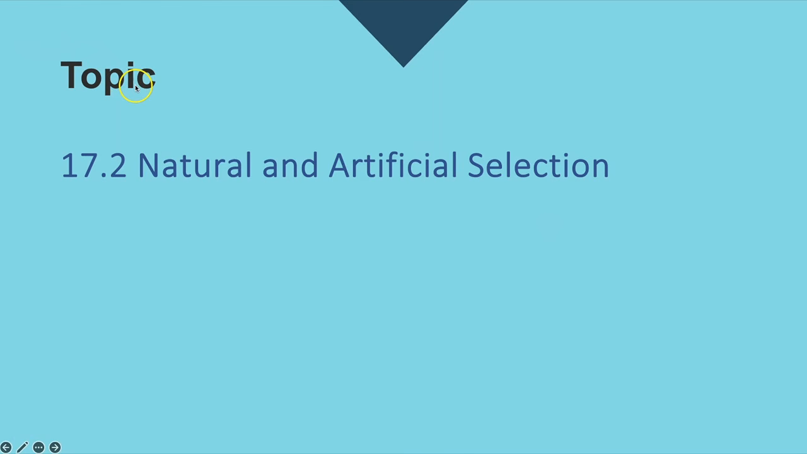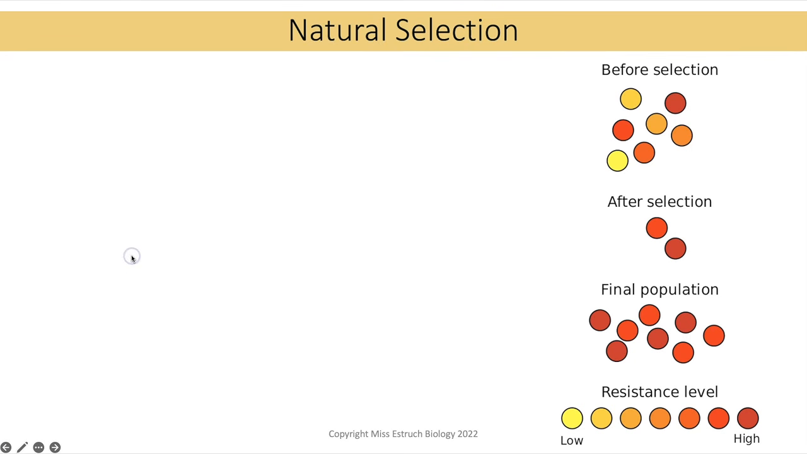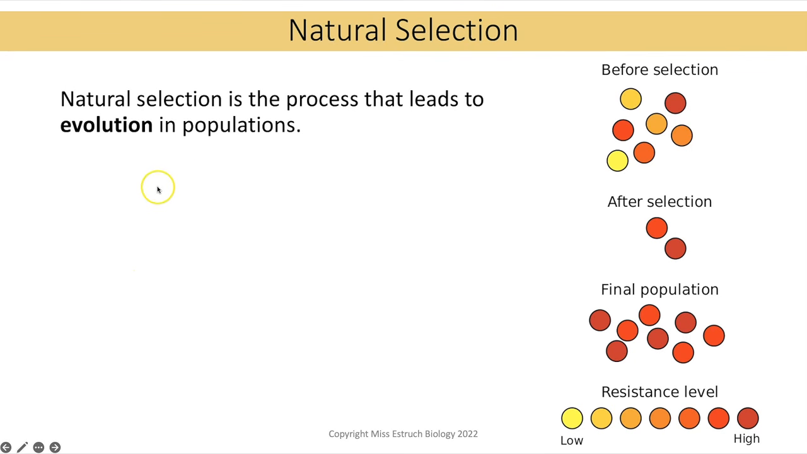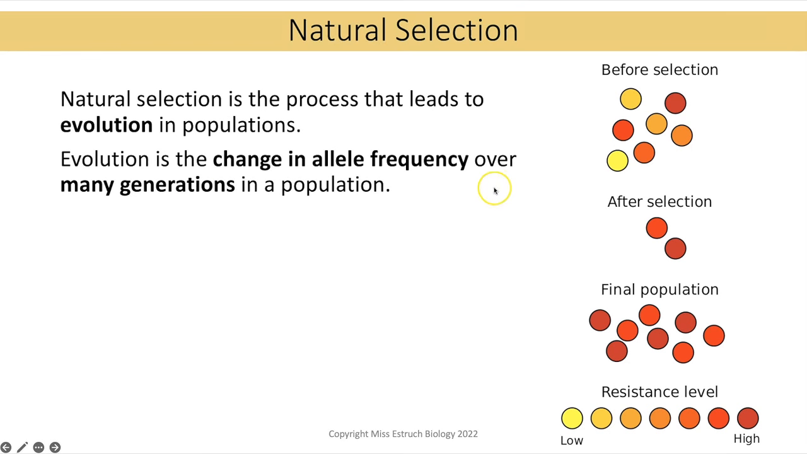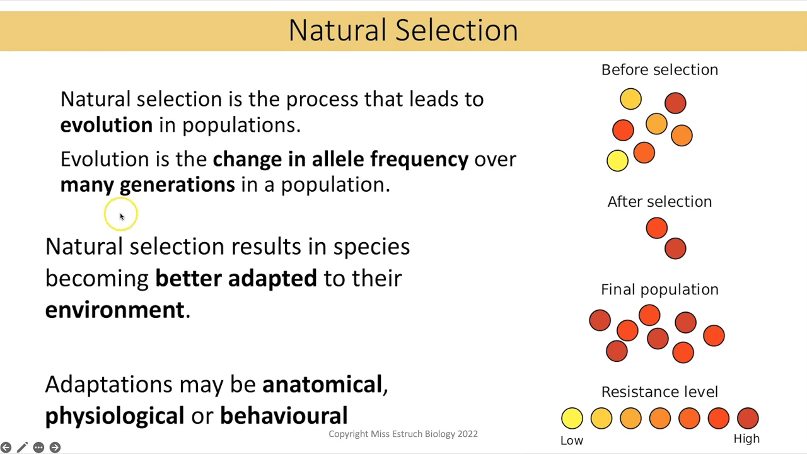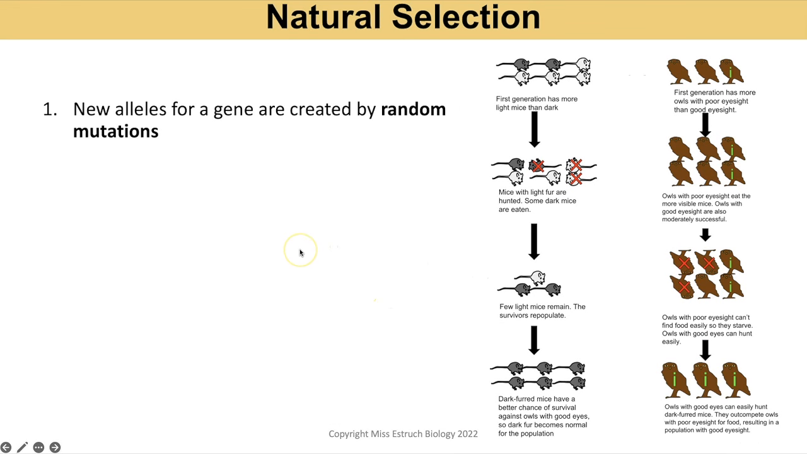So then we go on to looking at natural and artificial selection. Natural selection is the process that leads to evolution in populations. And evolution is the change in allele frequency over many generations in a population. Natural selection results in a species as a whole becoming better adapted to their environment, and those adaptations could be anatomical, physiological, or behavioural. So let's just go through then the process of natural selection.